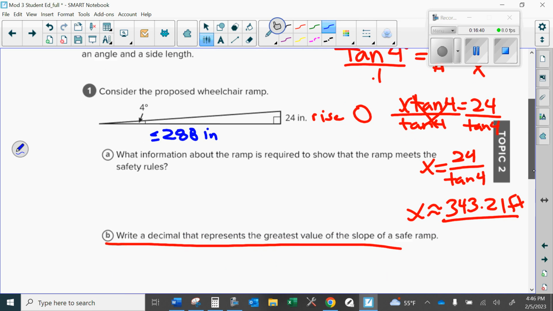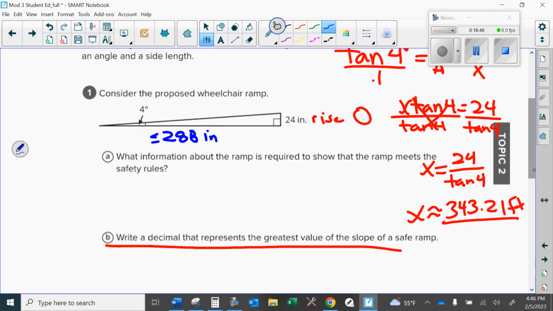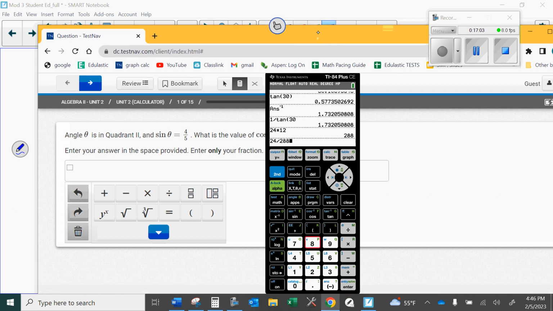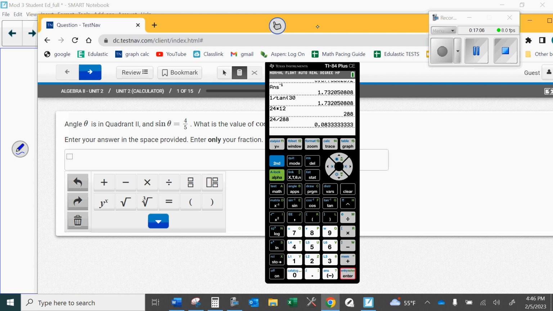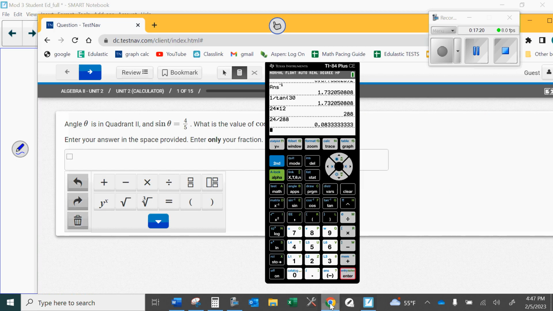Write a decimal that represents the greatest value of the slope of a safe ramp. So the greatest value, remember, changing y over changing x. Changing y is 24 over changing x, 288. So I go 24 divided by 288 on the calculator. 0.083 repeating bar. Exact answer. It can't be any greater than that. So I type 0.083 repeating bar.